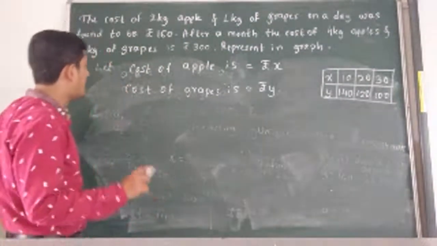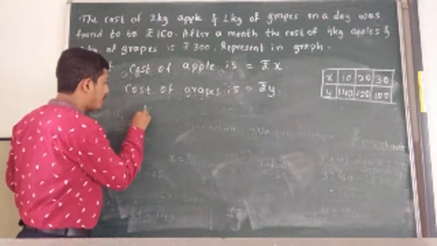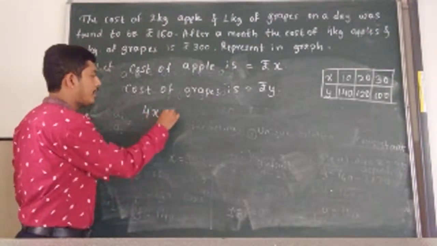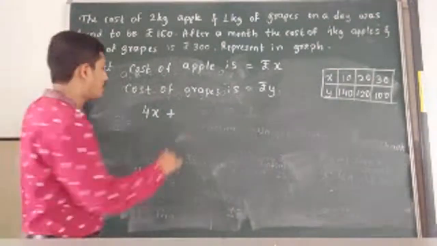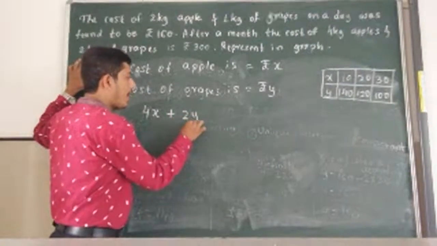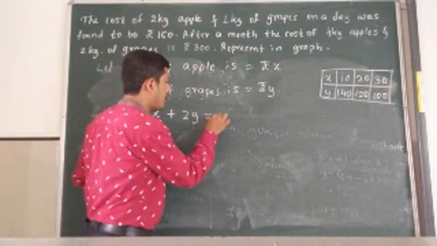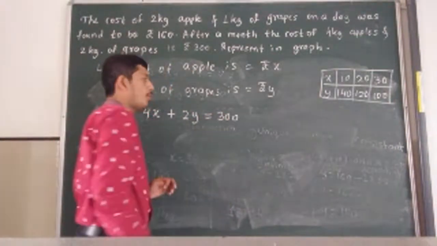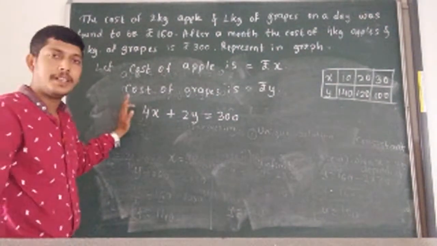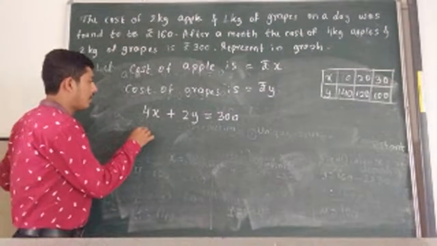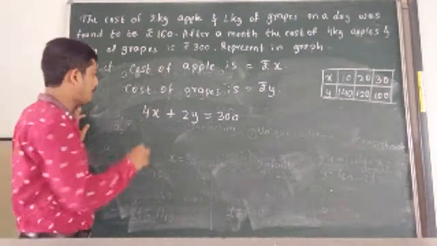So the mathematical expression becomes: the quantity of apple is 4 kg and the cost is x, plus the quantity of grapes is 2 kg and the cost is y, and the total sum is how much? Rupees 300. Here common terms are present, so we can remove them.